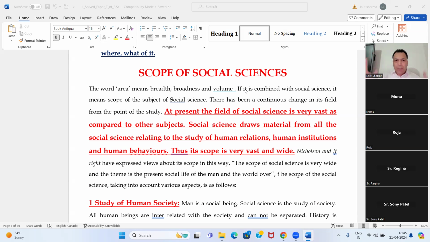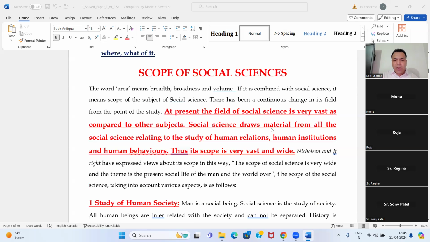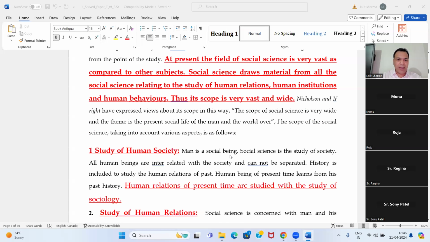Okay, so all these points you can put under the topic of scope of social science. Okay, guys, so important points I have underlined. You can see that. At present, the field of social science is very vast as compared to other subjects. Social science draws material from all the social sciences relating to the study of human relationship, human institutions, human behavior. Thus, its scope is very vast and wide.